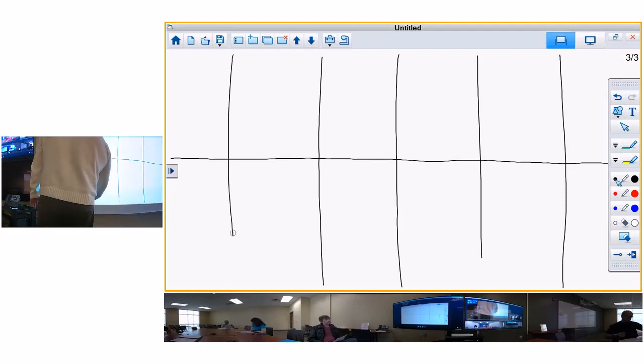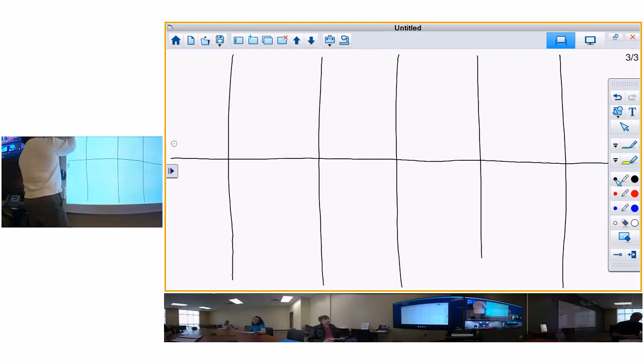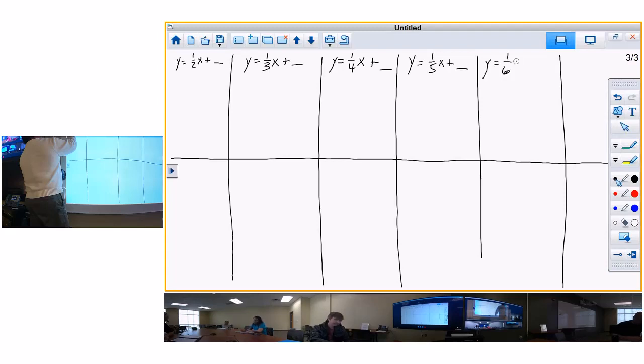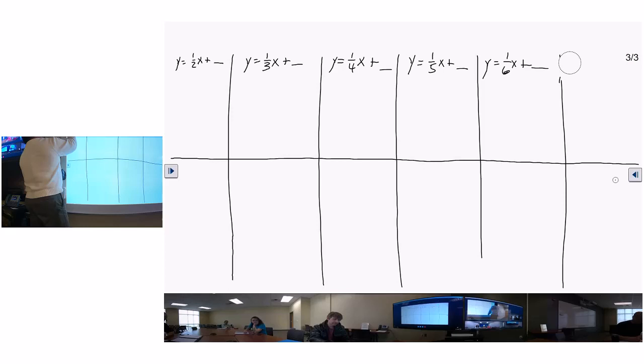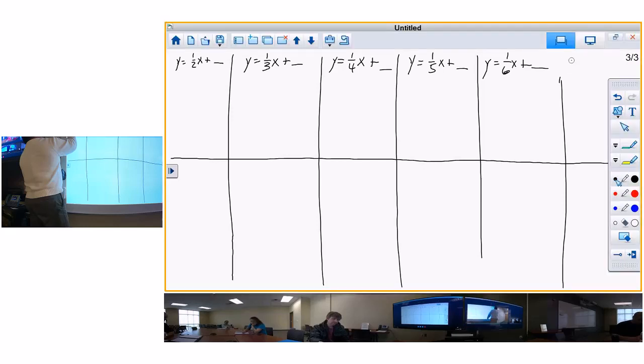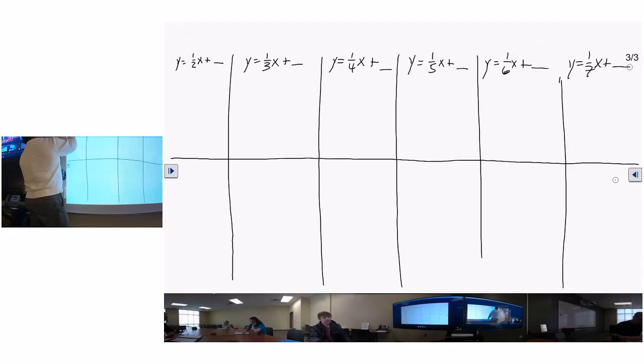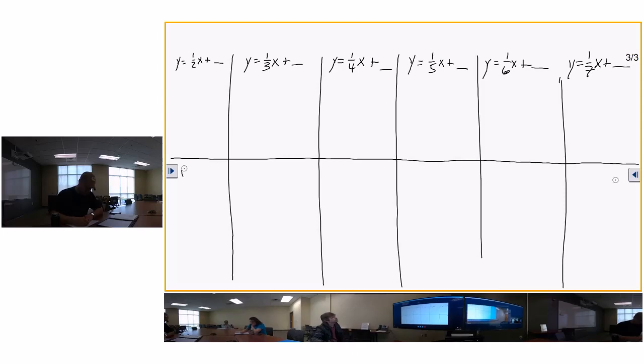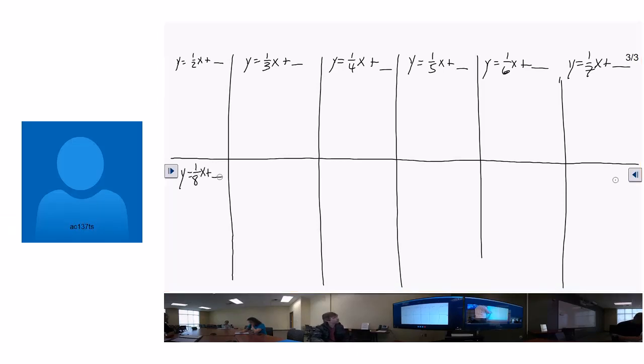Now, 10% of the time, I told you we were going to use multiples of the what? Denominator. y is equal to 1/2 x plus blank. y is equal to 1/3 x plus blank. y is equal to 1/4 x plus blank. y is equal to 1/5 x plus blank. y is equal to 1/6 x plus blank. y is equal to 1/7 x plus blank. y is equal to 1/8 x plus blank. y is equal to 1/9 x plus blank.